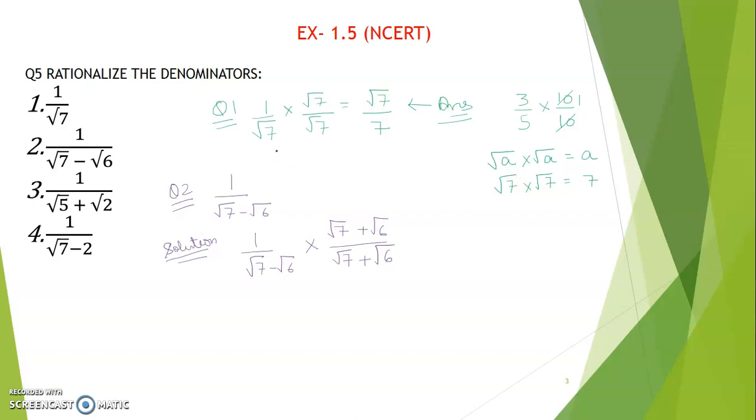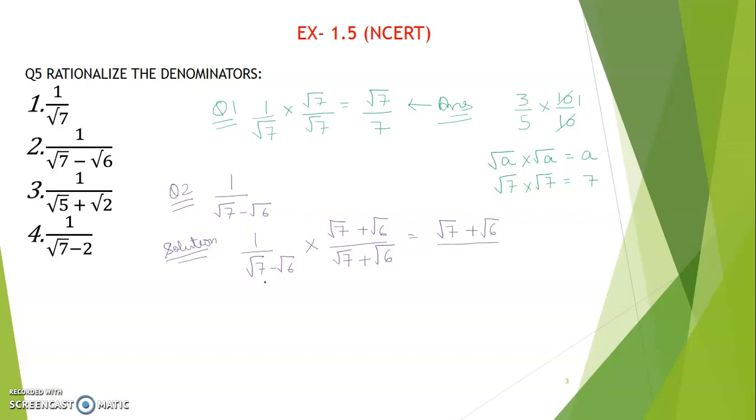See the difference here. Earlier it was only one term, so we multiplied and divided by the same number without change of sign, but here there are two terms, so we multiply and divide with the sign changed in between. What is the sign here? Plus. So here it has become minus. Now 1 multiplied by any term will be that term itself, so root 7 plus root 6.